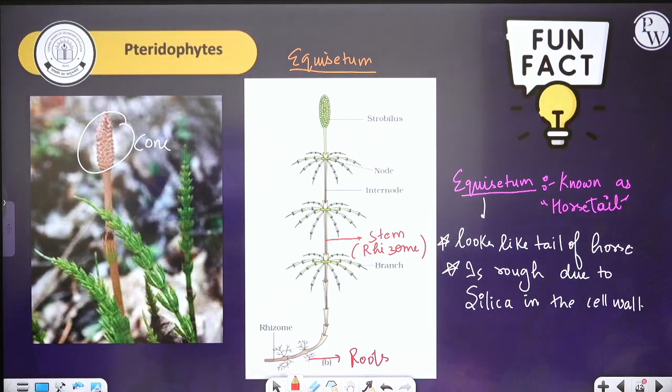After this, we are going to discuss the two types of pteridophytes, homosporous and heterosporous. I hope everything is clear till here. If you have any doubt, please let me know in the comment section.